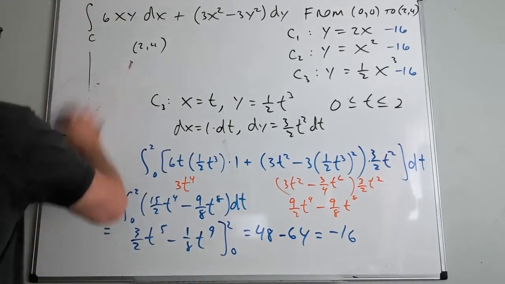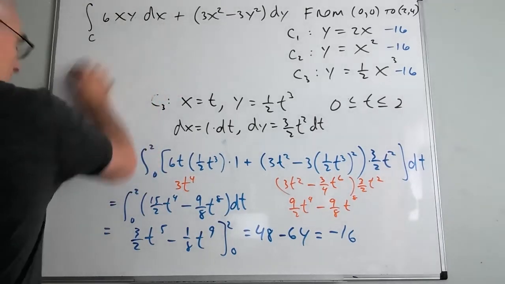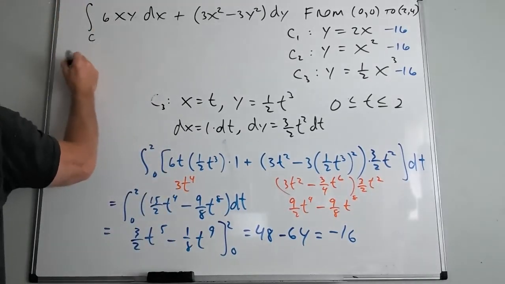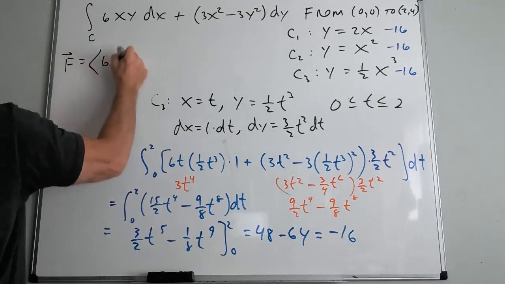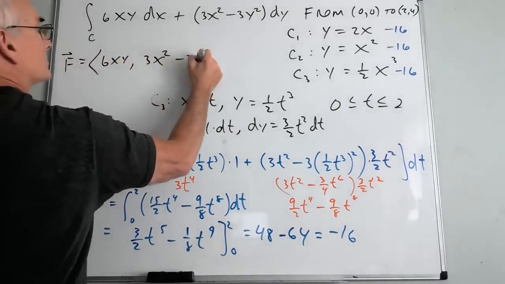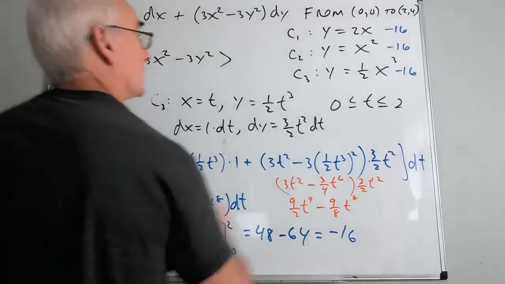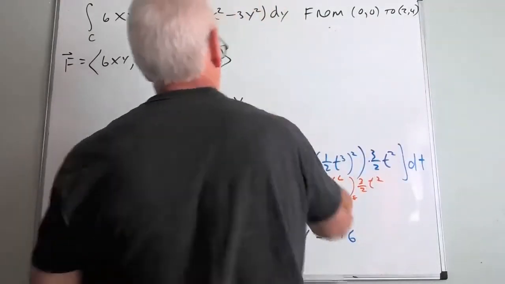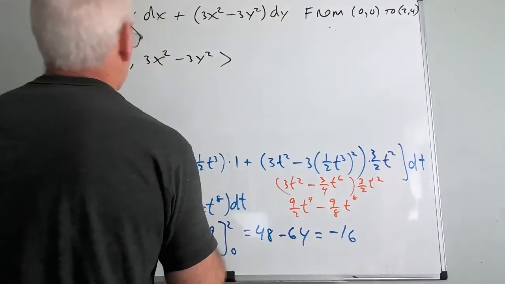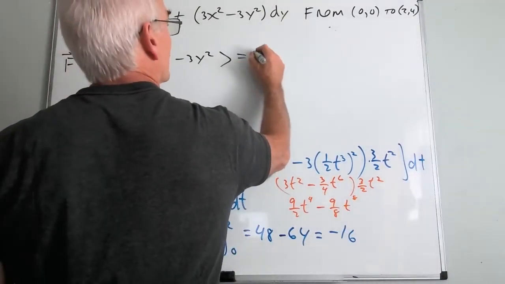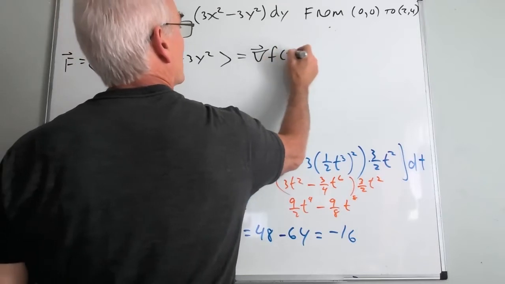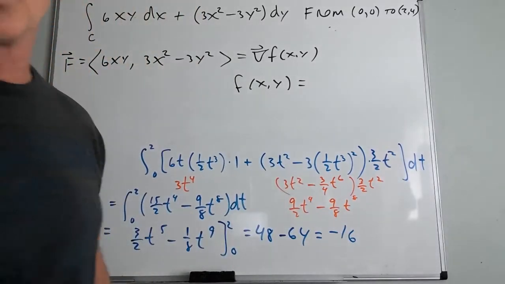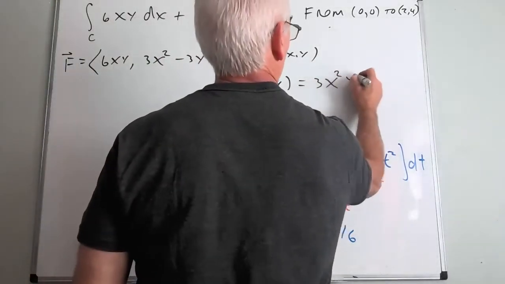I'm going to erase this. It turns out that original force, this guy right here, I'm going to erase the other stuff because we've got this down. I'm going to come back to this later. This original force is the gradient for f of xy equal to 3x squared y minus y cubed.